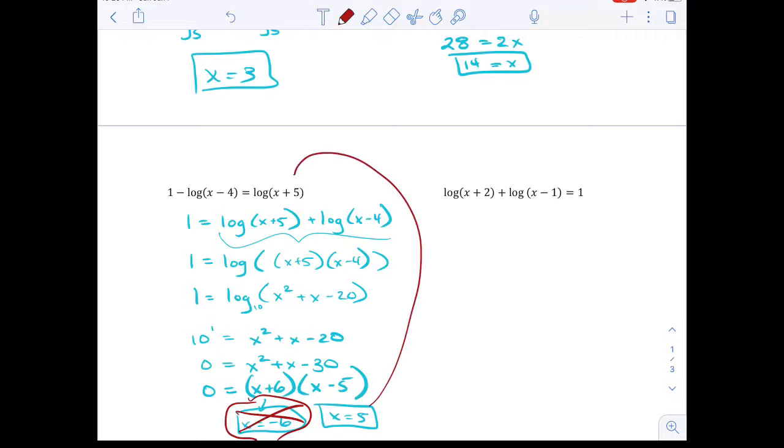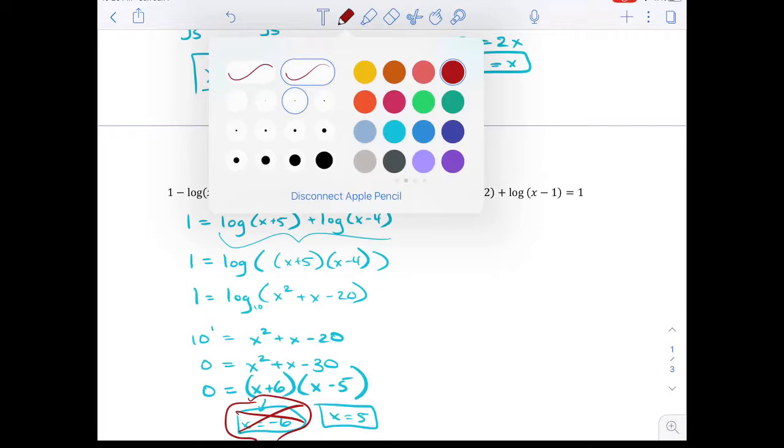Let's see, x is equal to 5. Can I use that? Well, this log here, sure, log 10, that's fine. And this one here, if I put in 5 for x, log 1, that's fine as well. So that root is admissible. So there's only one answer to this one. X is equal to 5. The other root, we can't have that one.